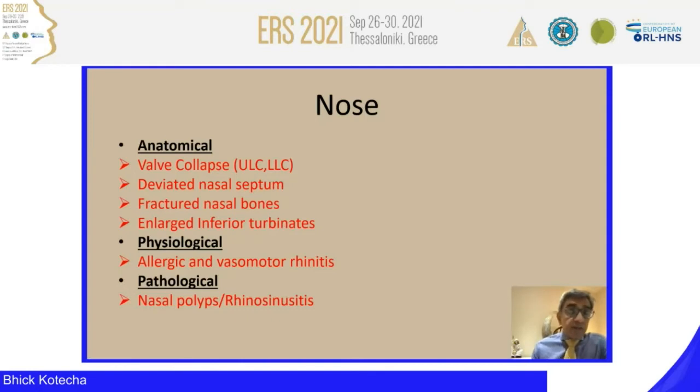Looking specifically at the nose, we can divide the abnormalities into anatomical, physiological, or pathological. With the anatomical abnormalities, it may be valvular collapse, and this may be upper lateral cartilage or lower lateral cartilage. It may be a deviated nasal septum that's causing the congestion. It could be a fractured nasal bone causing an external framework deformity, or enlarged inferior turbinates. The physiological aspect could be due to either allergic rhinitis or non-allergic rhinitis, or indeed vasomotor rhinitis. Pathologically, one may encounter nasal polyps and/or rhinosinusitis.